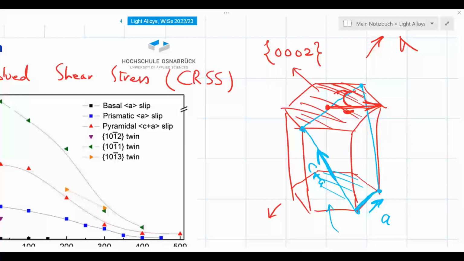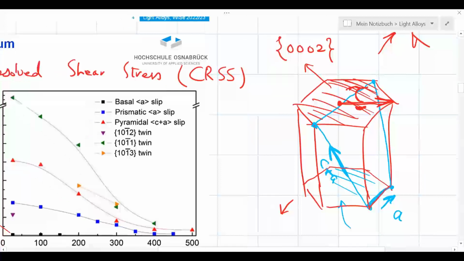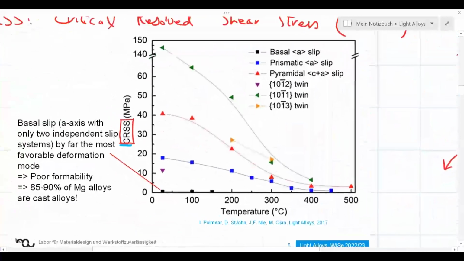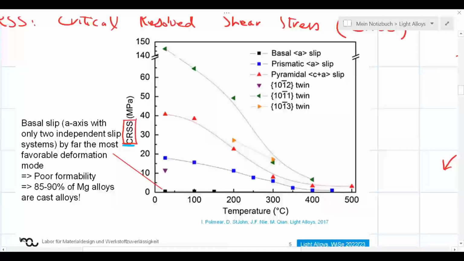Now, if this critical value is high, it is hard to activate glide systems. If it is low, then I could easily activate it. Therefore, the values we are looking at here indicate how easy it is to activate different glide systems. For example, glide system of basal type. This is glide on basal planes with slip direction parallel to 1, 1, 2, 0 directions, the close-packed directions. And we can also see values for prismatic slip.